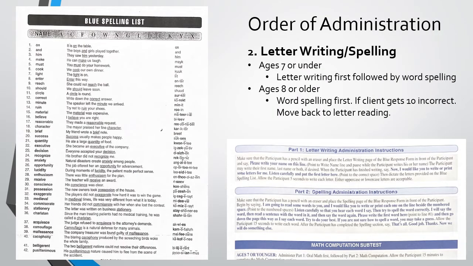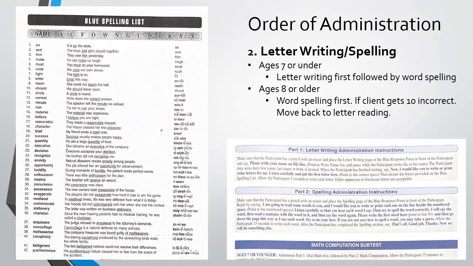The next part that you will need to administer is the letter writing and spelling subtest. This test has the same rules as the reading test. If the client is 7 or under, they will begin with the letter writing and then move on to the word writing. If the client is 8 or older, they will begin with the word writing. If the client gets 10 incorrect consecutively, they will move back to the letter writing.